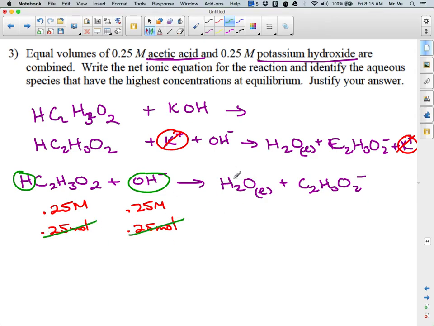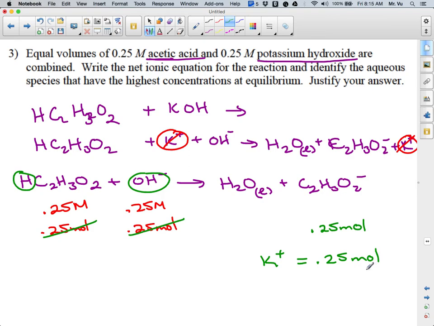Which means how much water I'm going to make, I don't care, because water is a liquid. I know how much of this I'm going to make: the same amount of moles of acetate as I had of acetic acid. Now, don't forget what's also in here that is not shown: the potassium. How much of it is in here? Well, we started with a certain amount of moles of OH minus, which means we also started with the same moles of potassium.